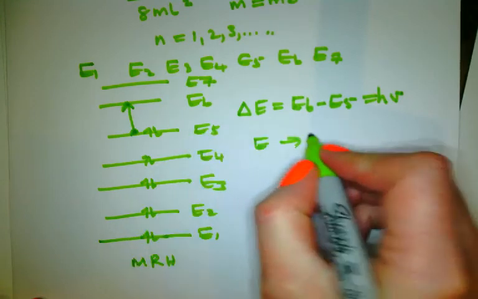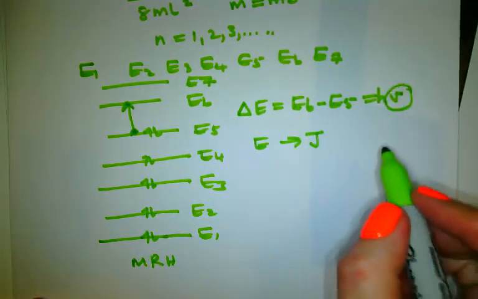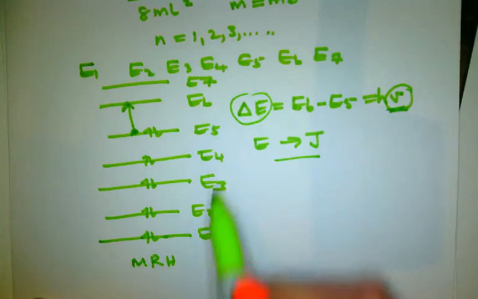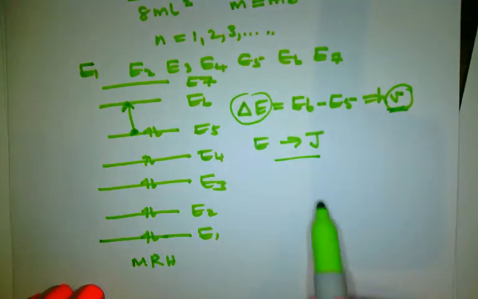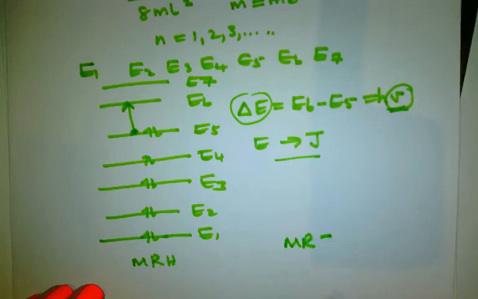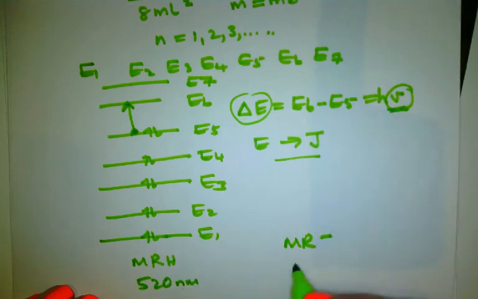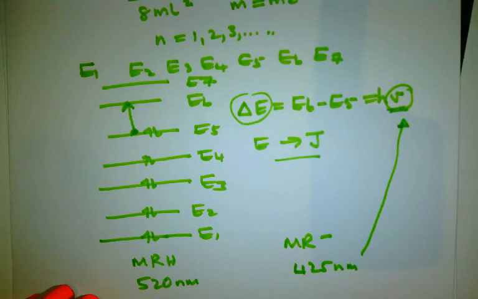The energy that you calculate here will be in joules, but remember you want frequency, so you can just convert that using that difference in energy. And then of course, you can do the same thing for MR minus. You can then compare to the values that we've given you, namely for MRH it's 520 nanometers, and for MR minus 428 nanometers. So convert the frequencies to wavelengths, or convert these wavelengths to frequencies, and compare. Okay, so that is in a nutshell what this experiment is about.